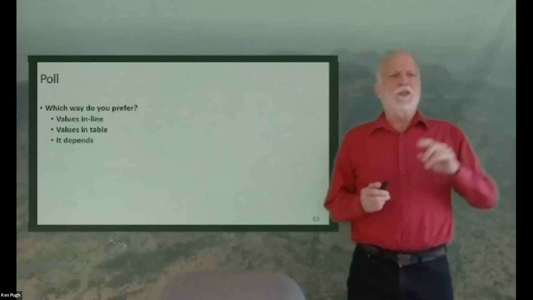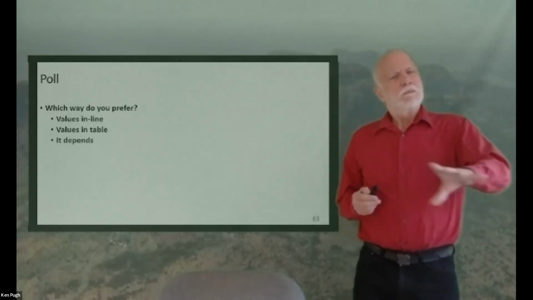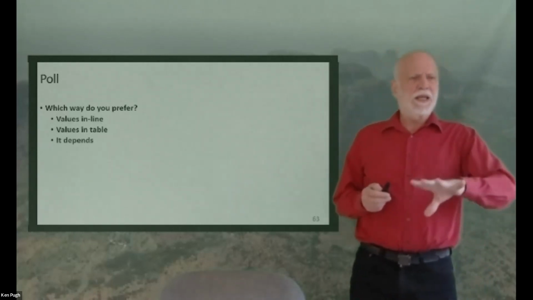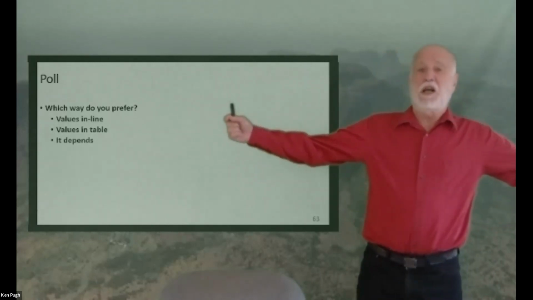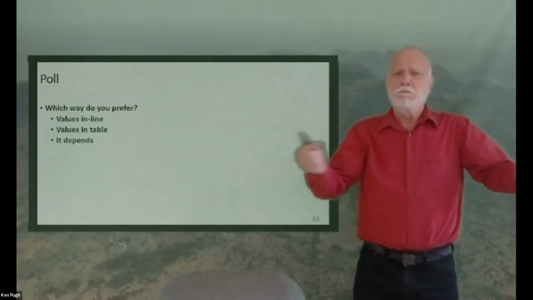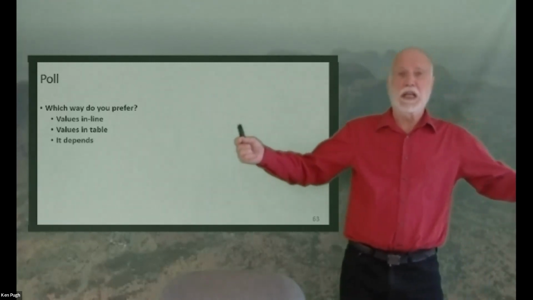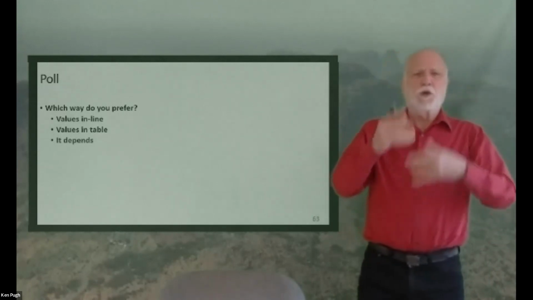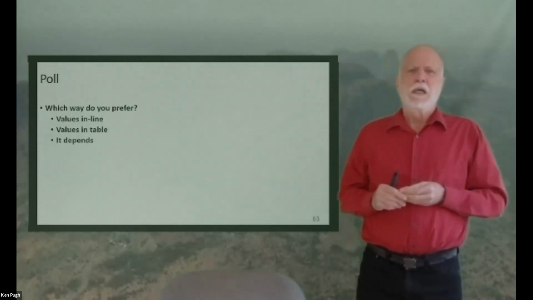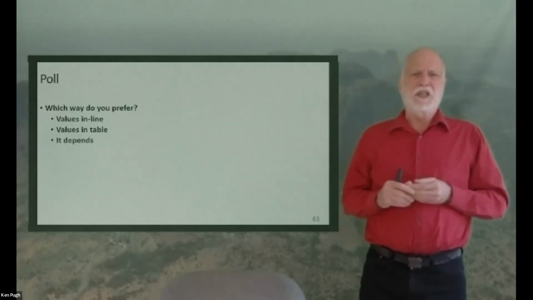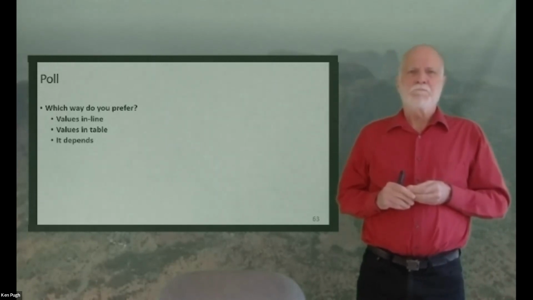Well, so let me ask this. We're going to have a little poll here. Which way do you prefer? Which way do you do things? Do you have your values inline? Do most all of your scenarios inline and you like it that way? Do you have scenarios mostly in tables and you like it that way? Or do you sort of switch between tables and inline? So I'll just give you 5 seconds to answer this poll.